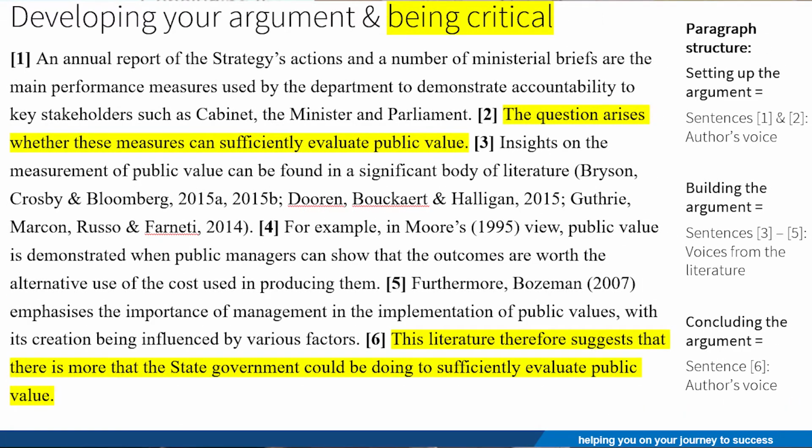That was just my really simple point, and I just wanted to point out the critical language there, so you can see how they've been critical to help build that argument.